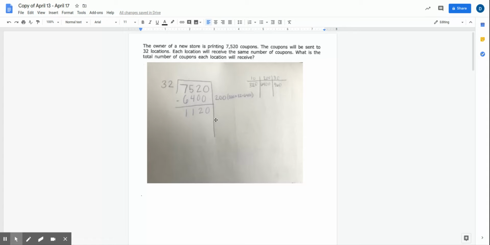Now you just have to continue in the same way. Use your chart to figure out how many groups of 32 will fit into 1,120. It looks like 30 groups will fit. 30 times 32 is 960. I would write a 30 here, the 960 here, and subtract. Keep going until you get to 0, and then add all the numbers on the side up to get your answer.